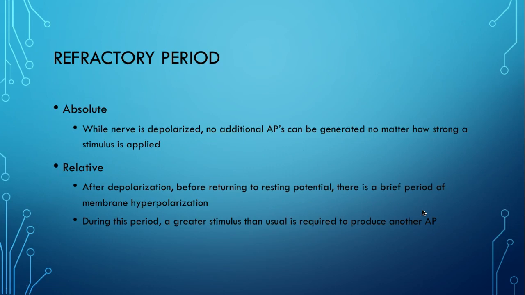We have two refractory periods. One is considered the absolute. While the nerve is depolarized, there are no additional action potentials that can be generated no matter how strong a stimulus is applied. So you have to allow it to go through that period before you can re-stimulate it again. A relative refractory period is that depolarization before returning to the resting potential. There's a brief period of membrane hyperpolarization. And during this period, if you create a greater stimulus, you can get another action potential.